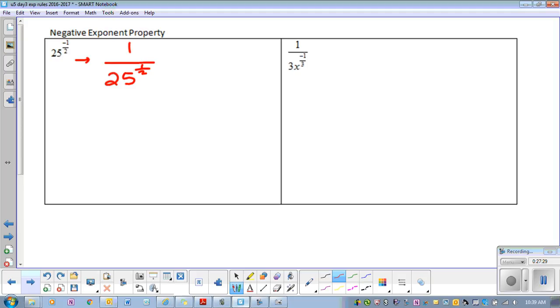And then guys, 25 to the 1/2 power, there are no x's, y's, no variables. Put it in the calculator and see if you get a nice pretty number. 5? Because that's the square root of 25, right? So 1/5. Good. You guys are doing an excellent job. Thank you.